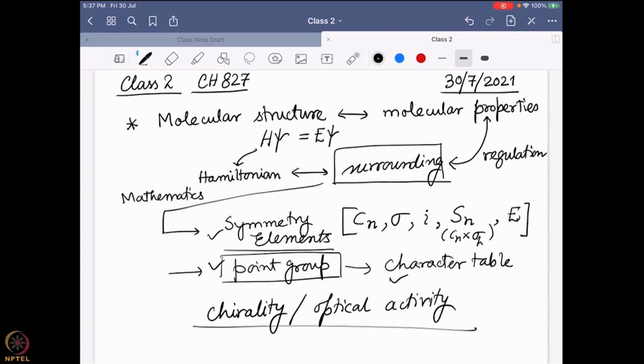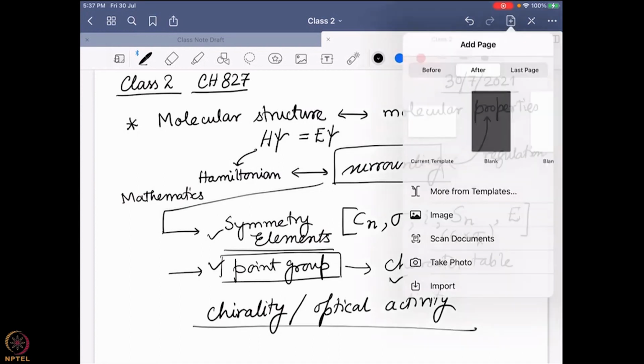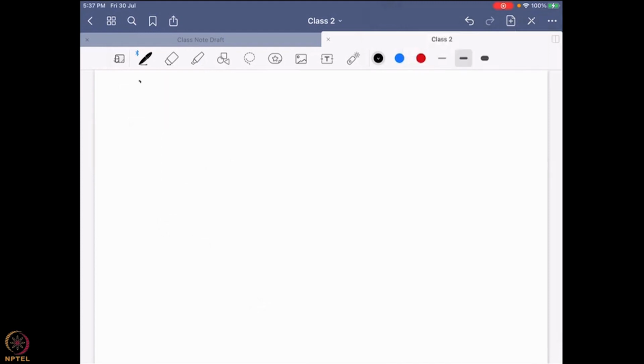And last class, we tried to figure out: what is chirality, or what is optical activity? If I remember correctly, we have 5 different definitions that came out of it. So I'm again writing them one by one.